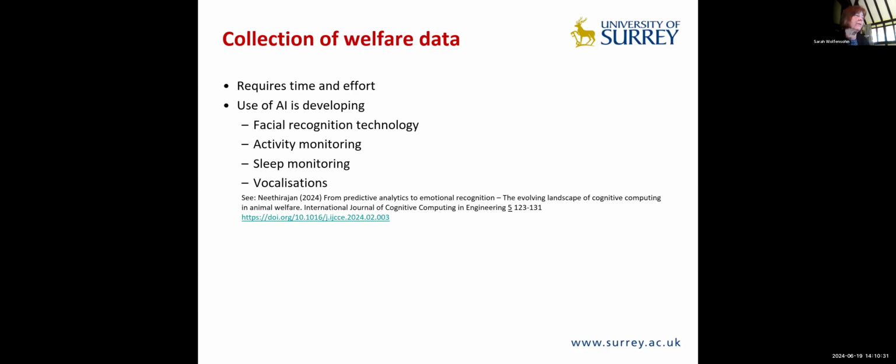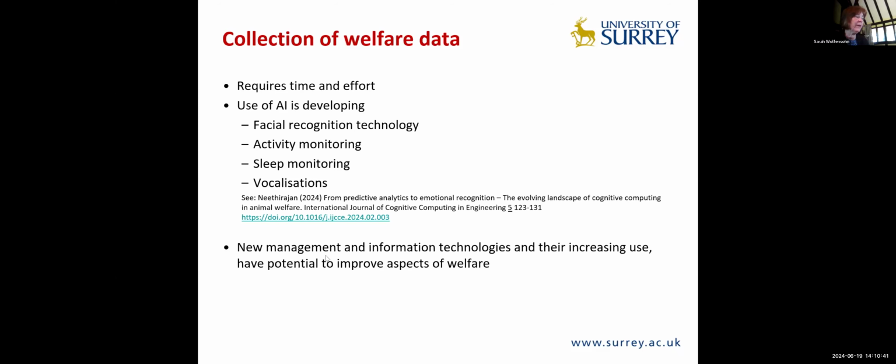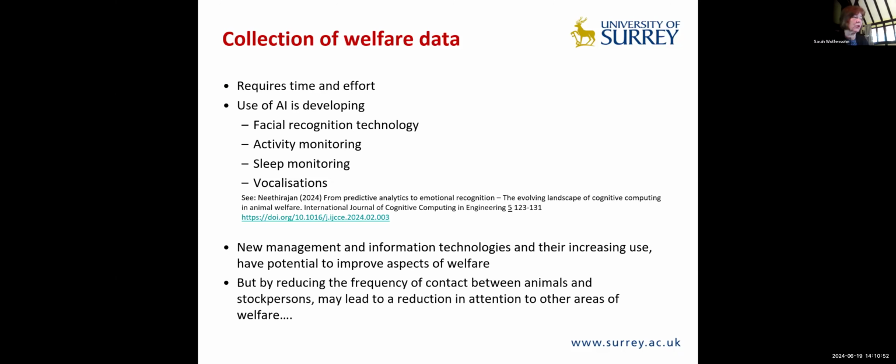Now, the problem is collection of welfare data requires time and effort. Farmers are busy. We've heard already today how much they have too much to do, and they're being driven by the retailers. But the use of AI is developing. We have all these bits of technology. We can look at where animals are, where they're going, what they're doing. And we have new management and information technologies, and their increasing use has huge potential to improve aspects of welfare monitoring, and then doing something to take action.